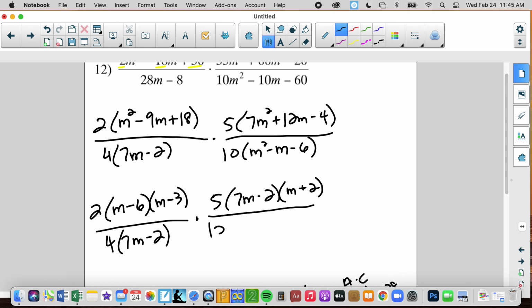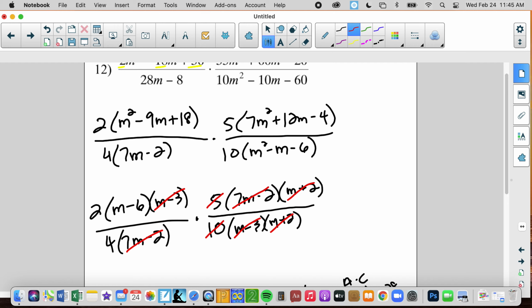Bottom right, I can do mentally. I'm okay with that one. That's a 10. Factors of 6 when subtracted equal 1. Well, that's going to be negative 3 and positive 2. All right, let's cancel. We've got a 7m minus 2, 7m minus 2. We've got an m plus 2, m plus 2, m minus 3, m minus 3.